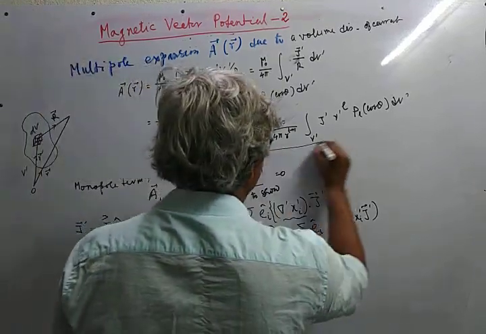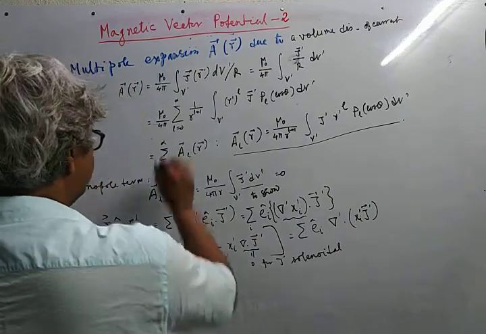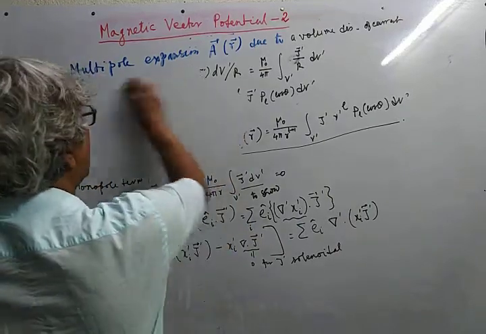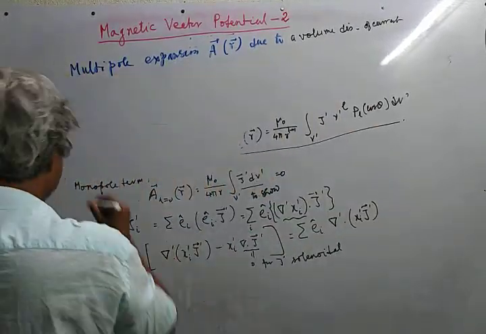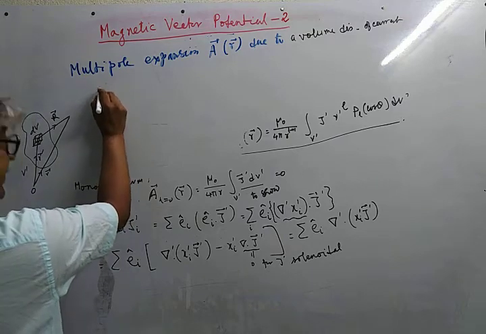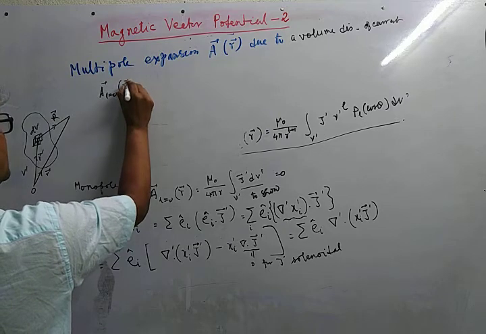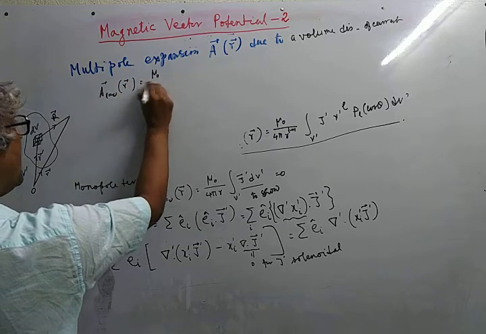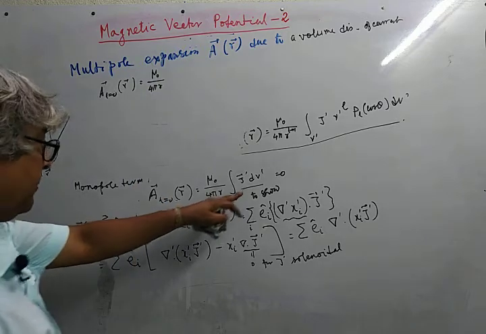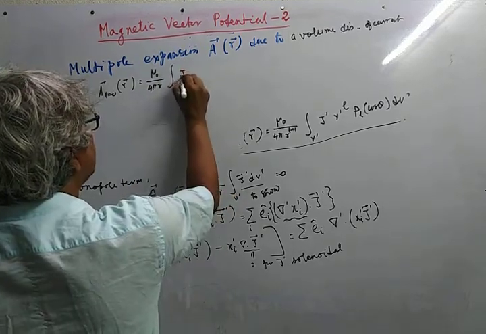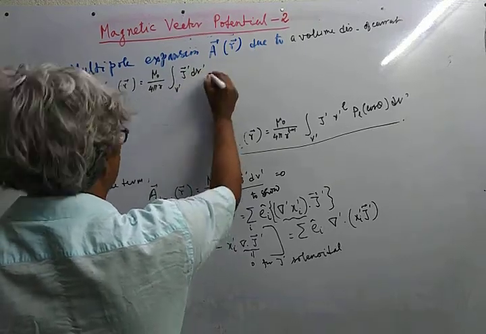Remember this definition, we will come to this definition afterwards. So the definition: A0 L is equal to 0 at R is equal to mu 0 upon 4 pi R. Then we have J prime dV prime integrated over V prime.